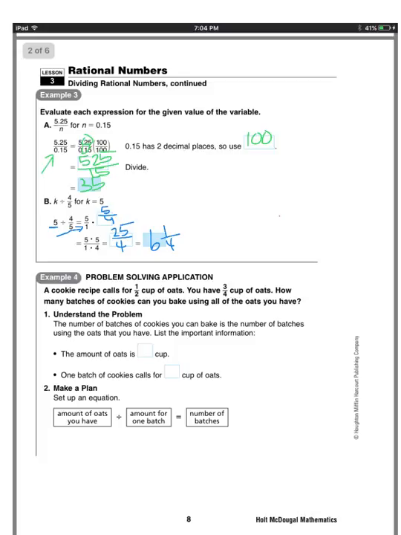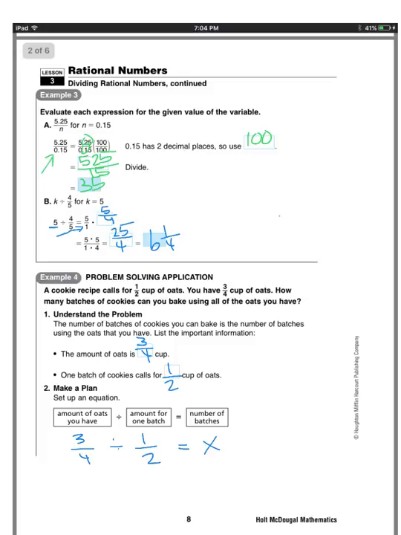So we need to list the important information. This is where a lot of people have trouble with story problems because they don't list the important information and know what they have. They're looking at all these words and numbers and they don't list what they actually need. So we have 3/4 cups of oatmeal in our cabinet. One batch calls for 1/2 cup of oats. So we're going to take the amount we have, which is 3/4, and divide it by the amount for one batch, and that is going to give us our number of batches, or our variable. So that is our plan.